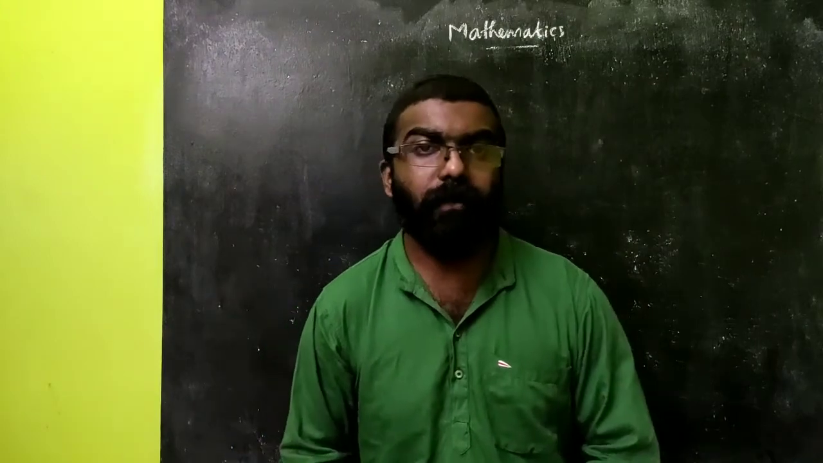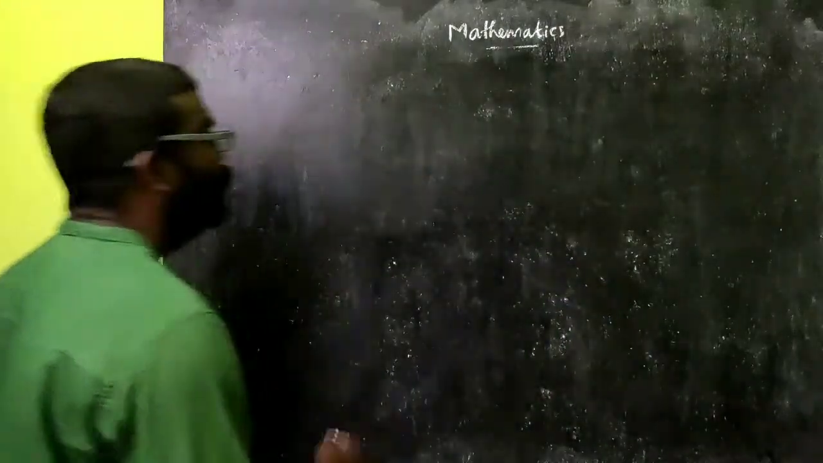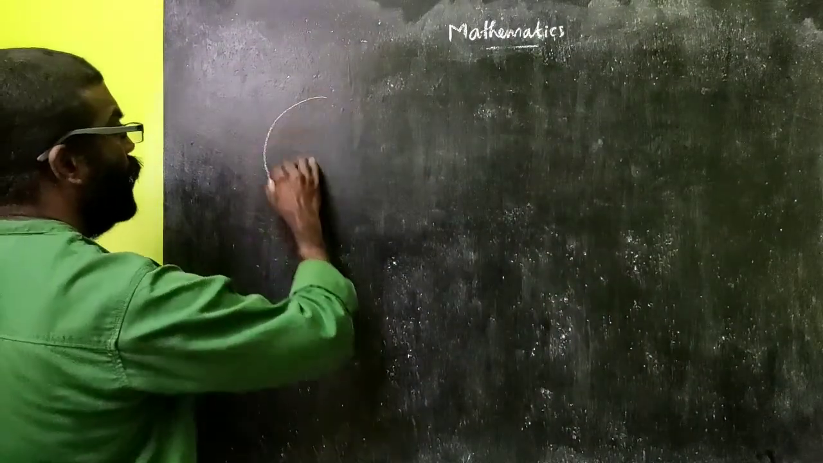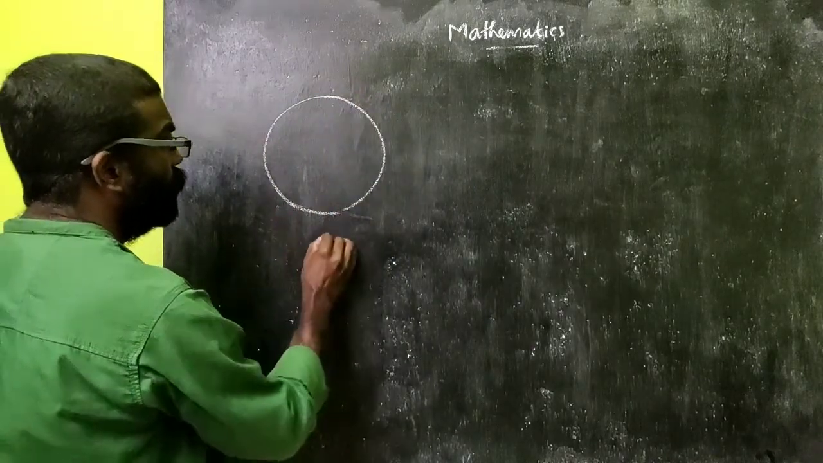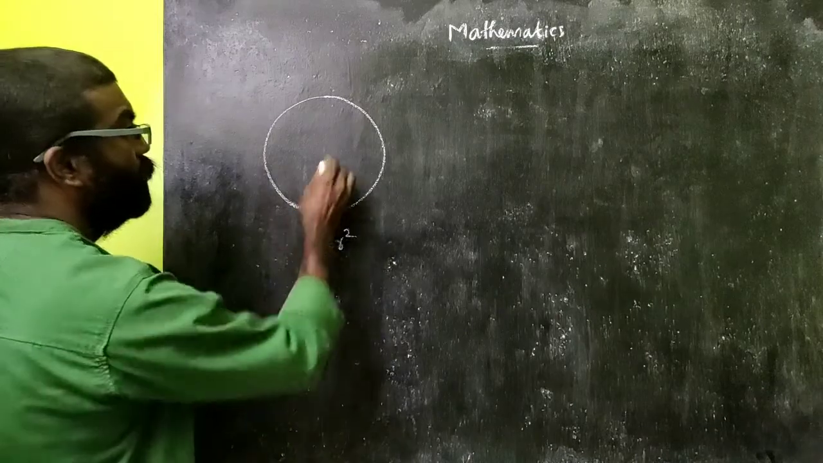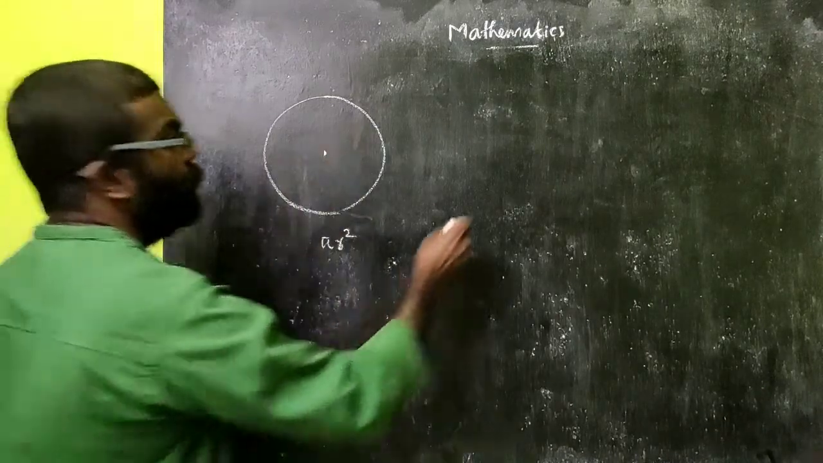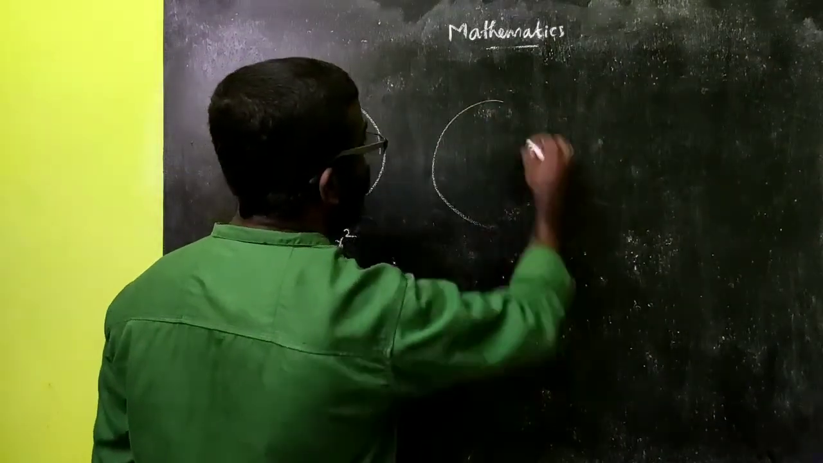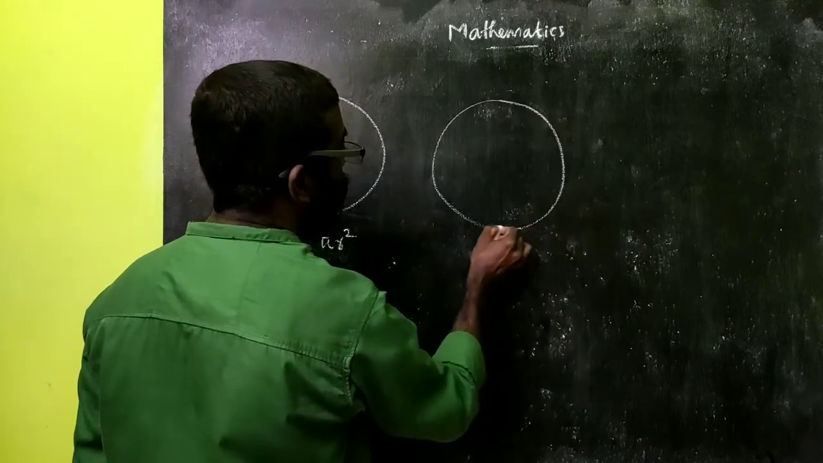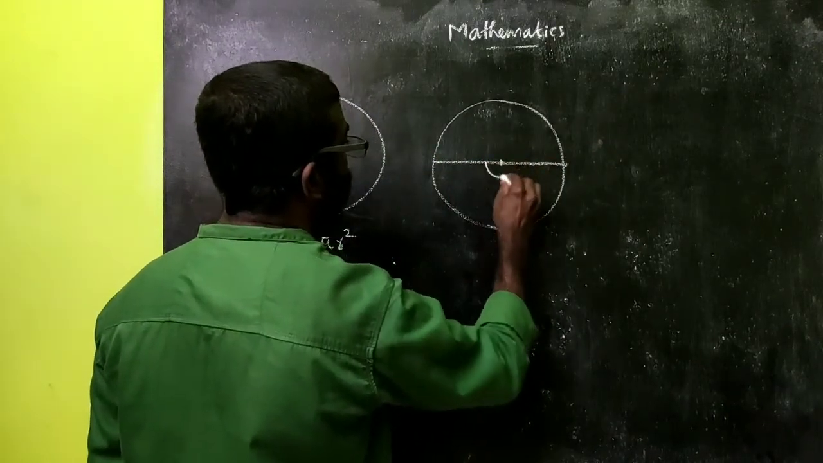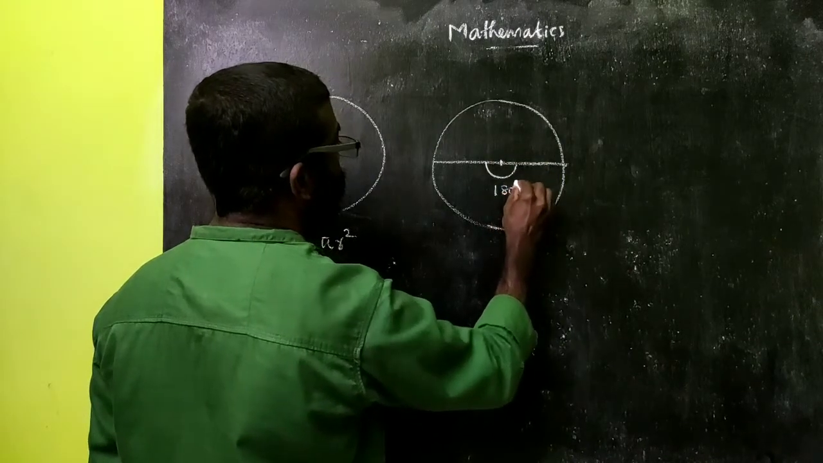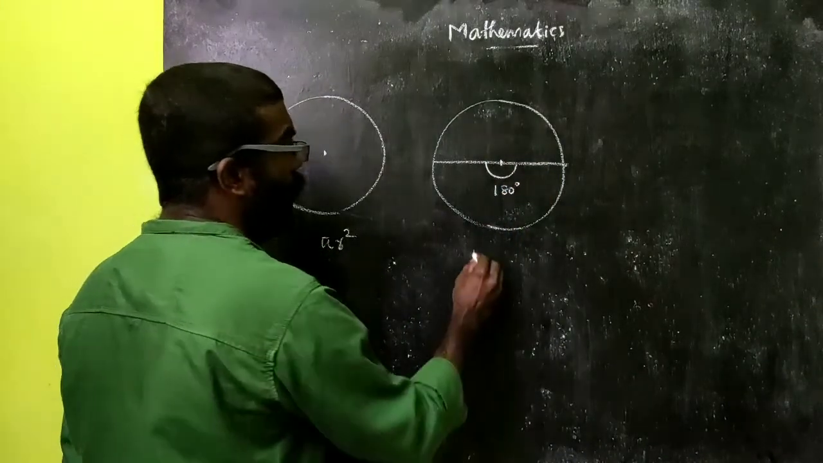Let's see what happens if we continue the process. First of all, we know the area of a circle is pi r square. And if we divide the circle into two equal parts, each one is a semicircle with a central angle of 180 degrees. So the area is half pi r square.